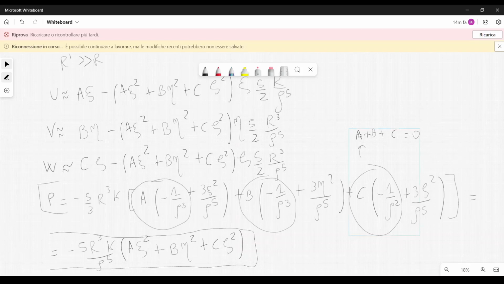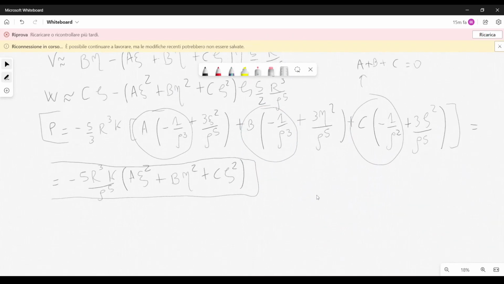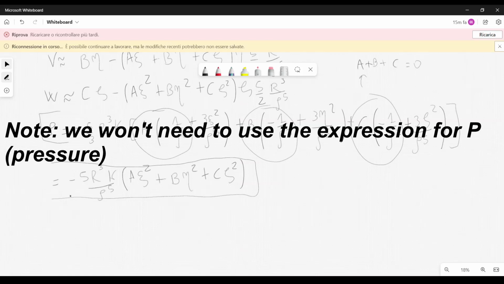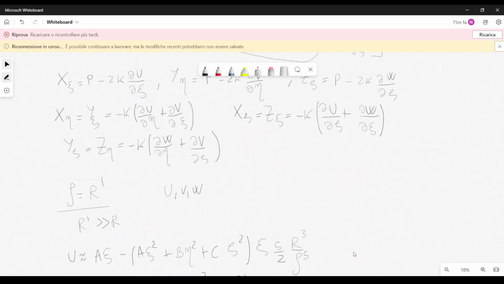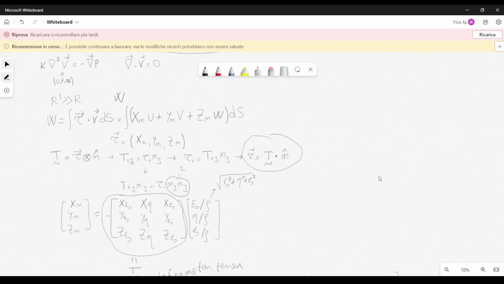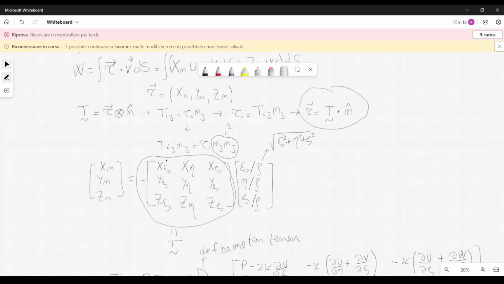Now we have all the formulas to calculate xn, yn, and zn. So xn is equal to minus x xi over rho plus x eta over rho plus x zeta over rho, which simply comes from the multiplication between this row and this column in order to obtain xn, as I said earlier.